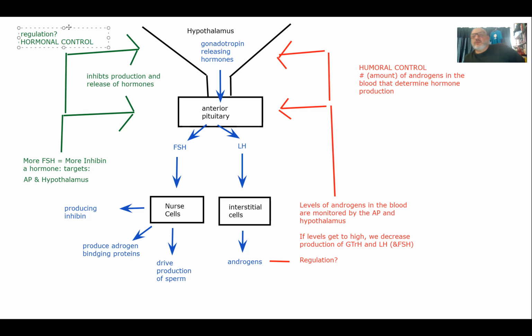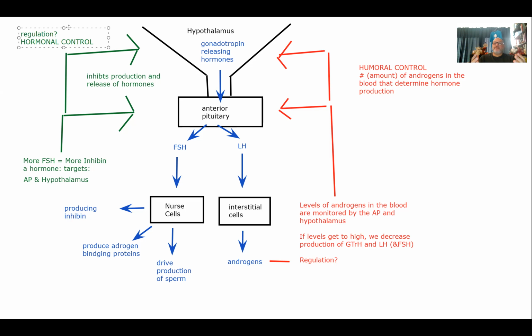So notice how this works. It keeps things stable. If too much follicle stimulating hormone is being released, we produce more inhibin, and that tells the anterior pituitary to release less follicle stimulating hormone. And that slows sperm production down. If there's not enough follicle stimulating hormone, the nurse cell produces very little inhibin, and with only a little bit of inhibin, it's not inhibiting the anterior pituitary, and it can release more follicle stimulating hormone.